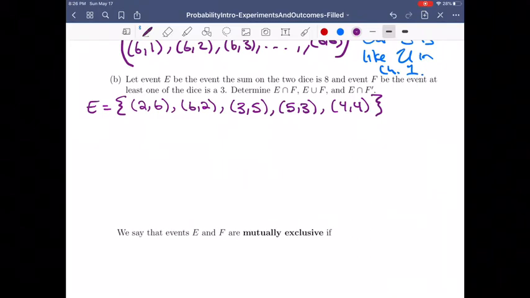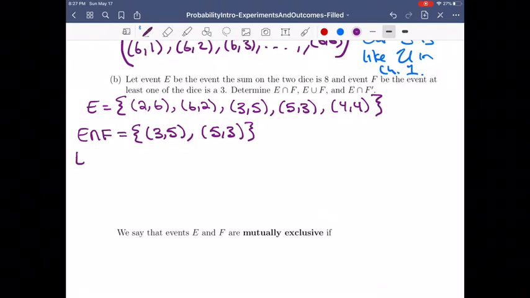Okay, F has more things, but it has all the things that have at least one 3. Okay, so now let's think about the intersection. When I'm doing the intersection, I want all the outcomes that are in E and in F. E doesn't have that many outcomes, so I want to look for outcomes in E that would also be in F. So I want to look for outcomes here that have a 3 in them. The intersection here is just going to be the rolls 3 and 5 and 5 and 3.